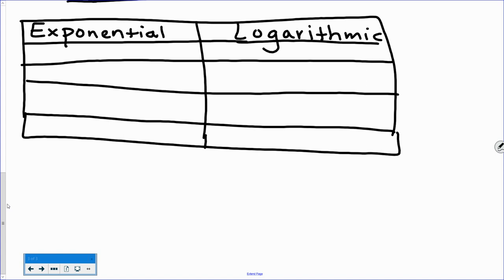All right, so my first one, I've got 3 to the second power equals 9. That is an exponential form. That's a true statement. We know 3 to the second power equals 9. How do we write it in that logarithmic form? So my base is 3. So that's the subscript would be 3. That's always the base for your exponent.